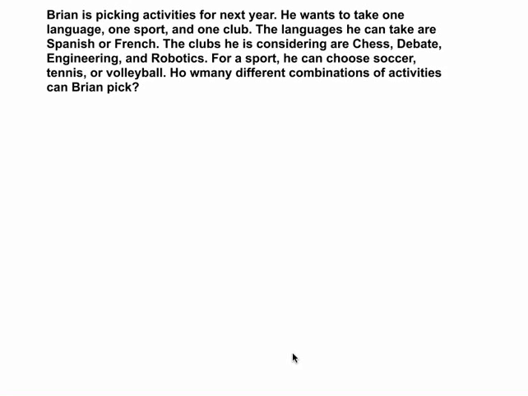The languages he can take are Spanish or French. The clubs he is considering are chess, debate, engineering, and robotics. For a sport, he can choose soccer, tennis, or volleyball. How many different combinations of activities can Brian pick?